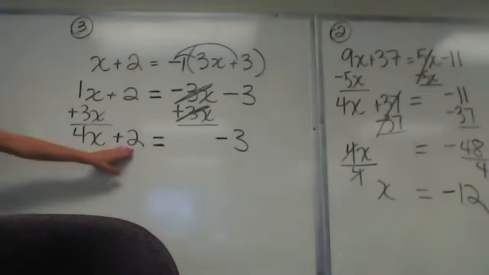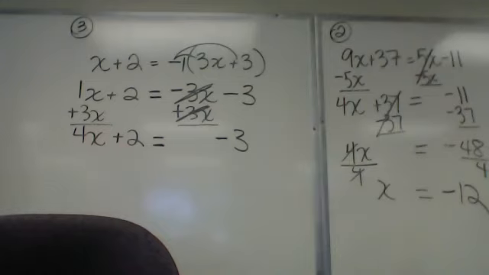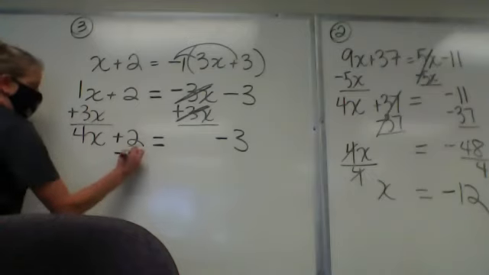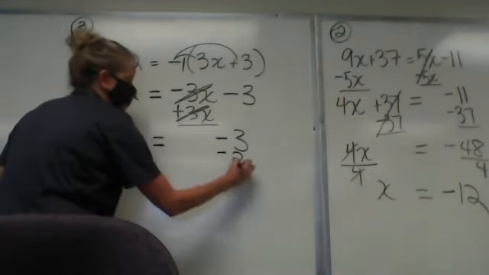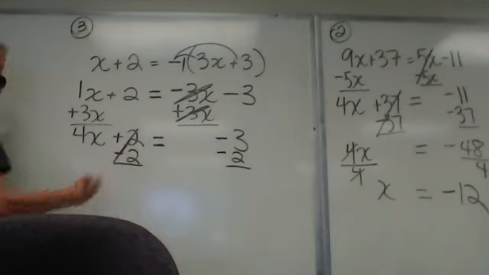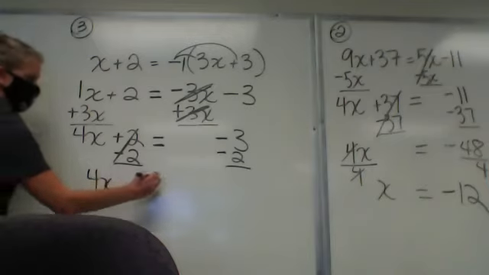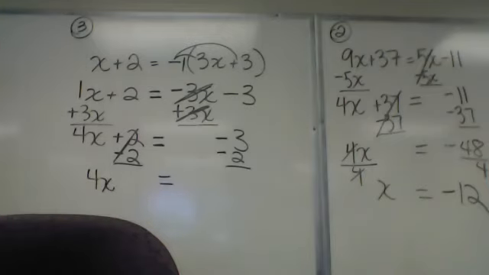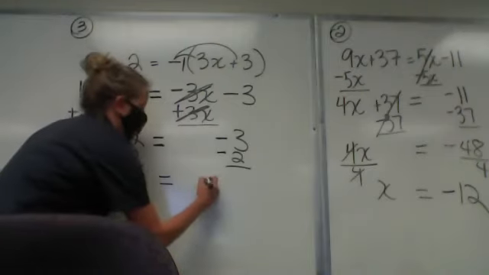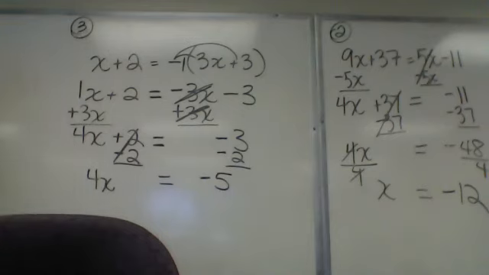What am I going to do next? I need to get rid of the plus 2, right? You don't ever get rid of what's hooked on until the last step. That's always your last step. So if I get rid of a plus 2 with a minus 2, minus 2. So I still have 4x. Equals negative 3 minus 2. Punch it in. If you do negative 3 minus 2 in your calculator, you're going to get negative 5.